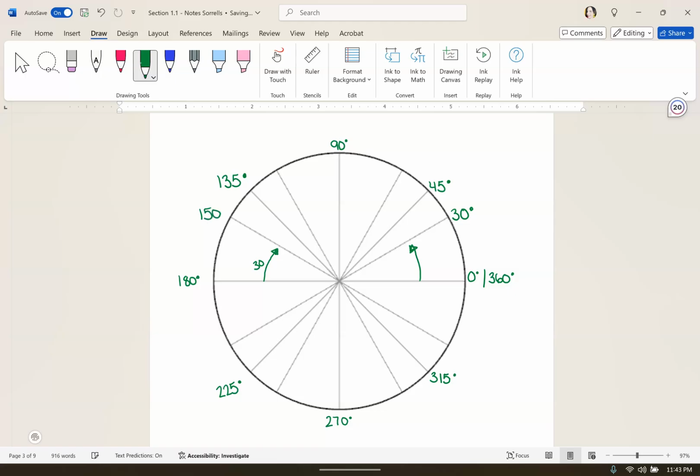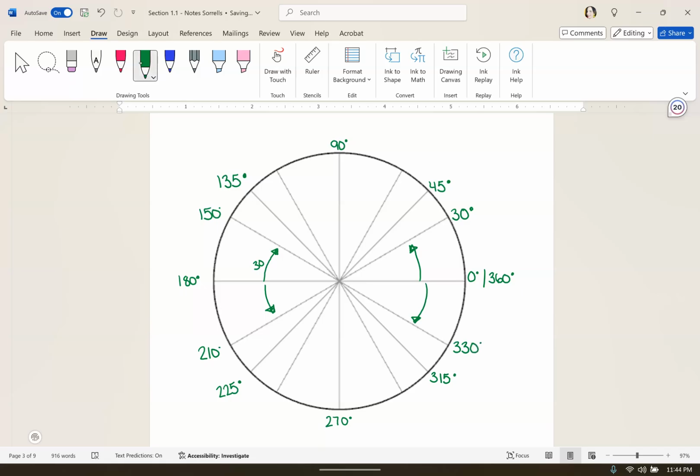That is 150. Okay. Quadrant 3, I need to go forward 30. So what's 180 plus 30? Hopefully you said 210. Okay. And then again here, I need to go backwards from that full circle of 360. So therefore, I'm subtracting that 30. So therefore, this is 330.